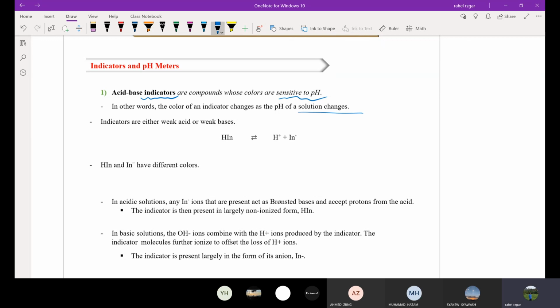Indicators are either weak acids or weak bases.